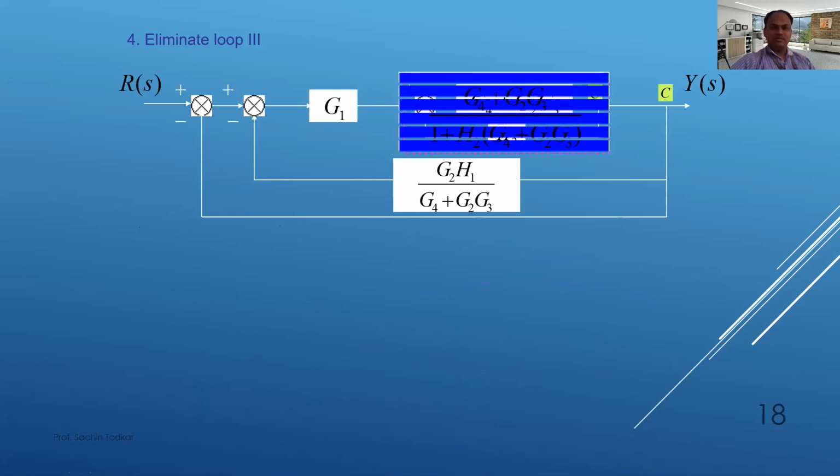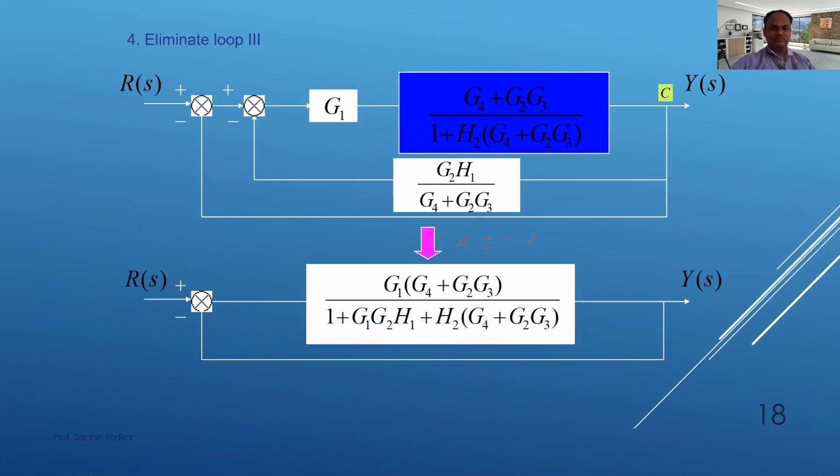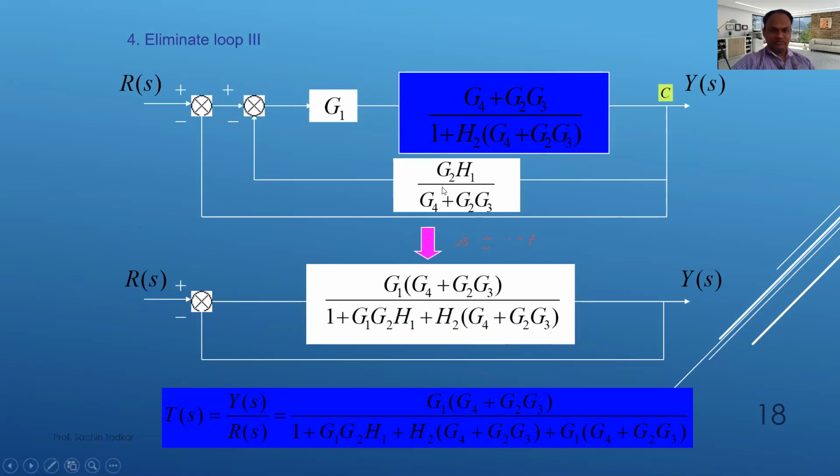Now what is happening here? We are going to see using rule number 6, that is the feedback function rule, we are going to simplify this. This will get multiplied with this total bracket, and we are going to use the feedback function here, as it is a negative sign: 1 plus G1 G2 H1 plus H2 into bracket G4 plus G2 G3. So this will be the simplification of the first feedback function.